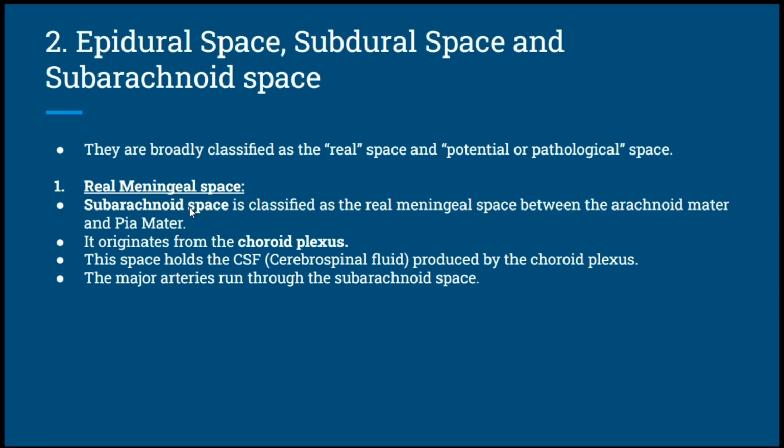So now we're going to look into the spaces in the meninges. They are broadly classified into the real space and the potential or pathological spaces. The real meningeal space, there is only one, and that is the subarachnoid space, and it is between the arachnoid mater and the pia mater. It holds the cerebrospinal fluid produced by the choroid plexus, and the major arteries run through the subarachnoid space. So this is something that you have to remember.